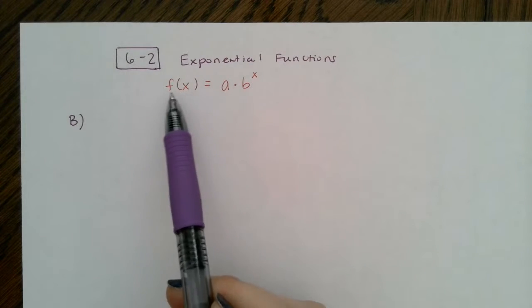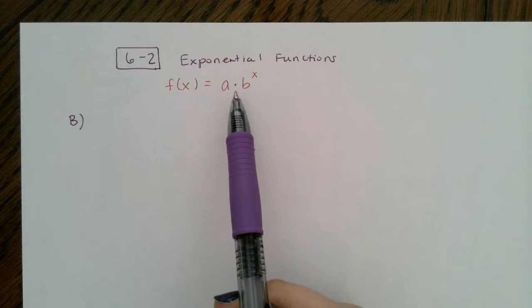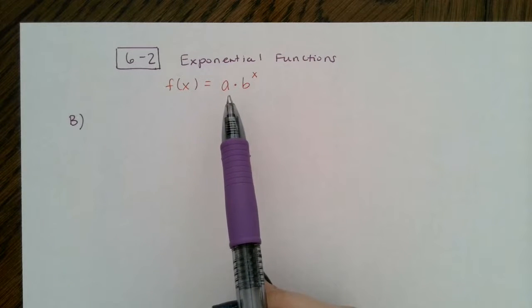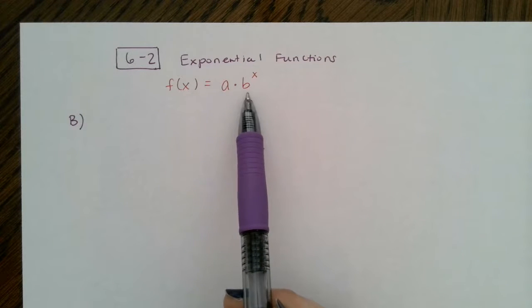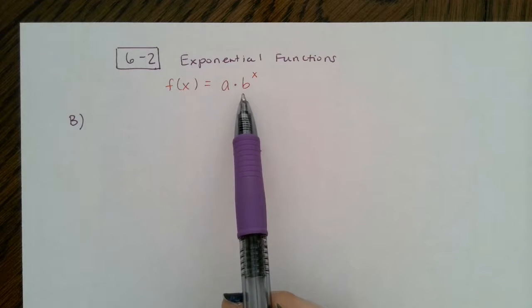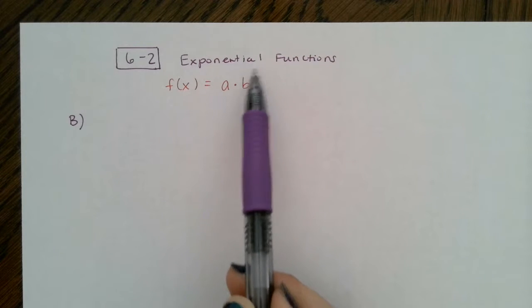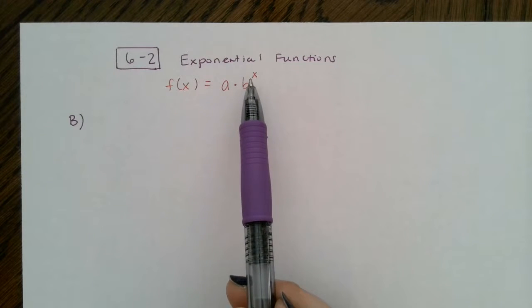So I've gone ahead and put this at the top of my page just so that we have that as a visual reference point as we work through our problems. We talked about how A represents our initial amount, and B represents the constant ratio by which we're continually multiplying as many times as our exponent tells us to.